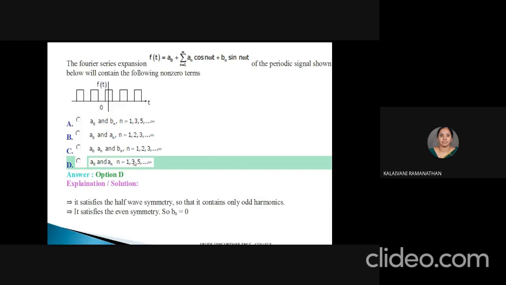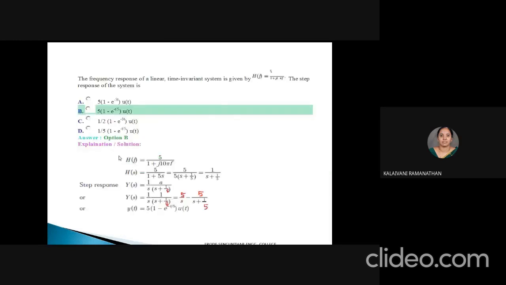Next problem. The frequency response of a linear time invariant system is given by H of f equals 5 by 1 plus j 10 pi f. The step response of the system is. So here you are provided with H of f, and then you have to find your step response. So you have to note down your x of t equal to u of t, then you have to find out your y of t.